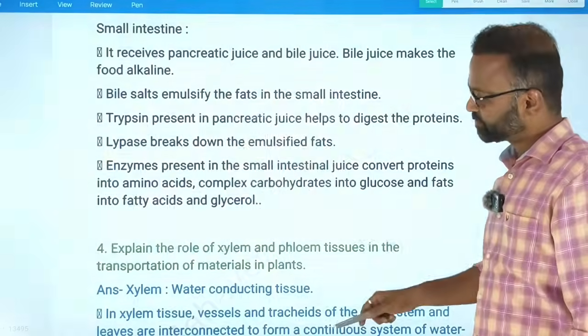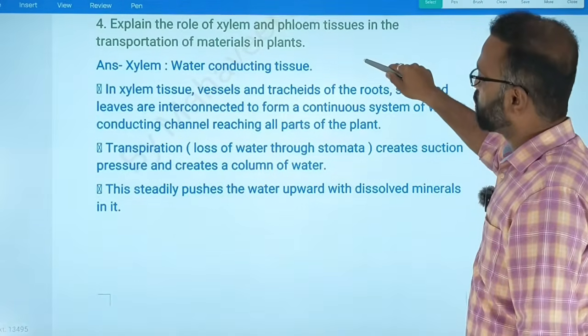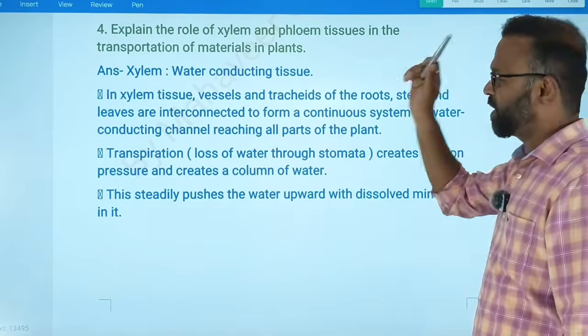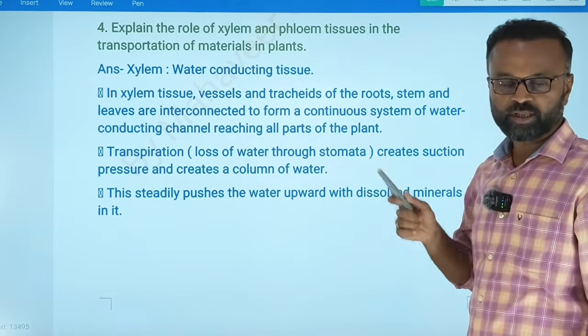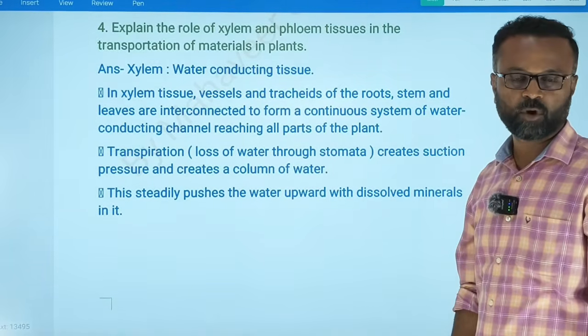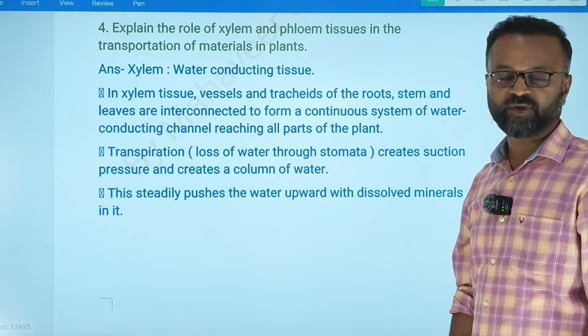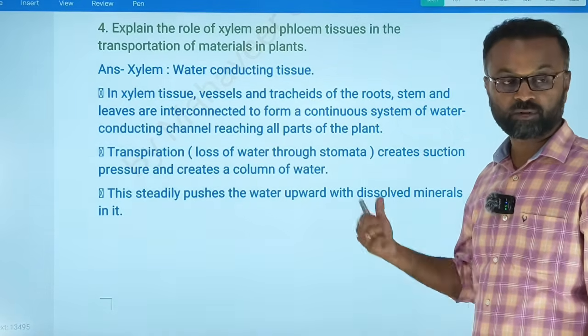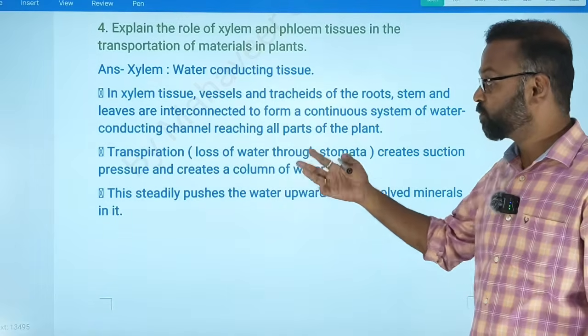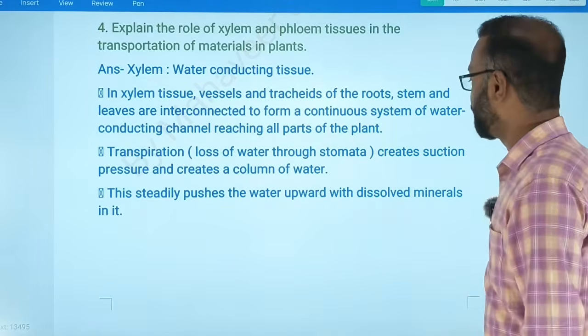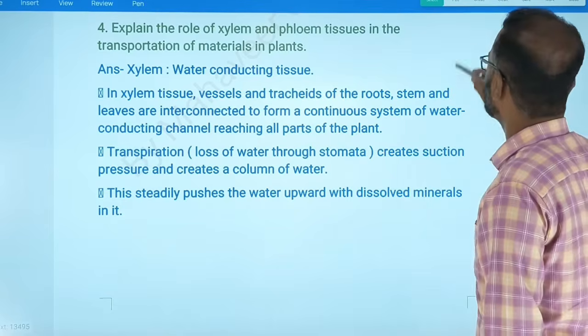Very simple. Explain the role of the xylem and the phloem tissue. Very important. Most of the students know, but they fail to answer these questions in a proper way. They know the concept and they fail to write it properly. So if questions like these come, there is no choice, and you tend to fail to write the answer. Let us try to understand.